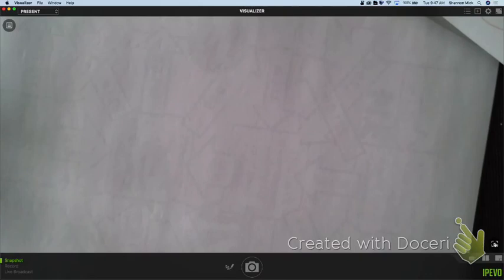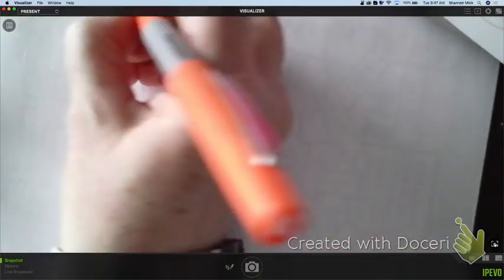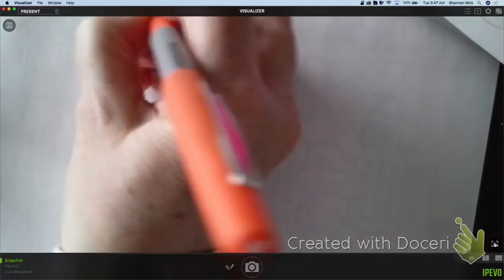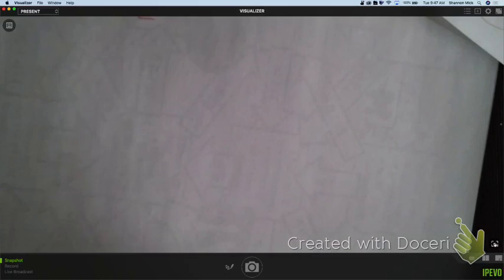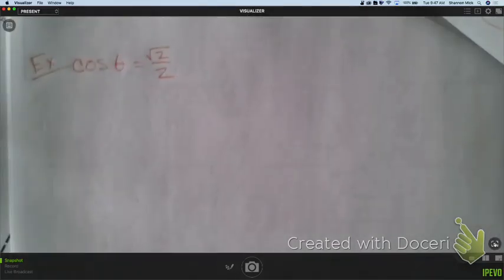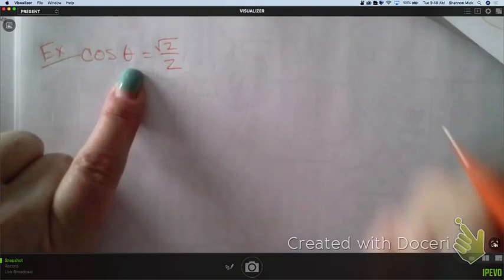The cosine of theta is square root of 2 over 2. I can see it just fine, so thank you for telling me you can't see it. Okay, cosine of theta is square root of 3 over 2, or square root of 2 over 2. I want you to tell me what theta is.